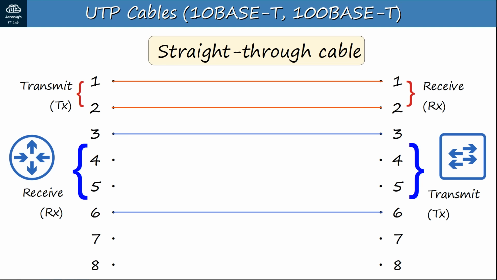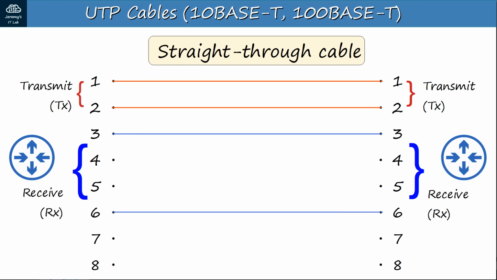Now, in networks, we don't always connect PC to switch, switch to router. What if we want to connect a router to another router? Or maybe a switch to another switch? Or maybe connect 2 PCs together? Now I've replaced the switch on the right with another router. What will happen if the router on the left sends data to the router on the right?